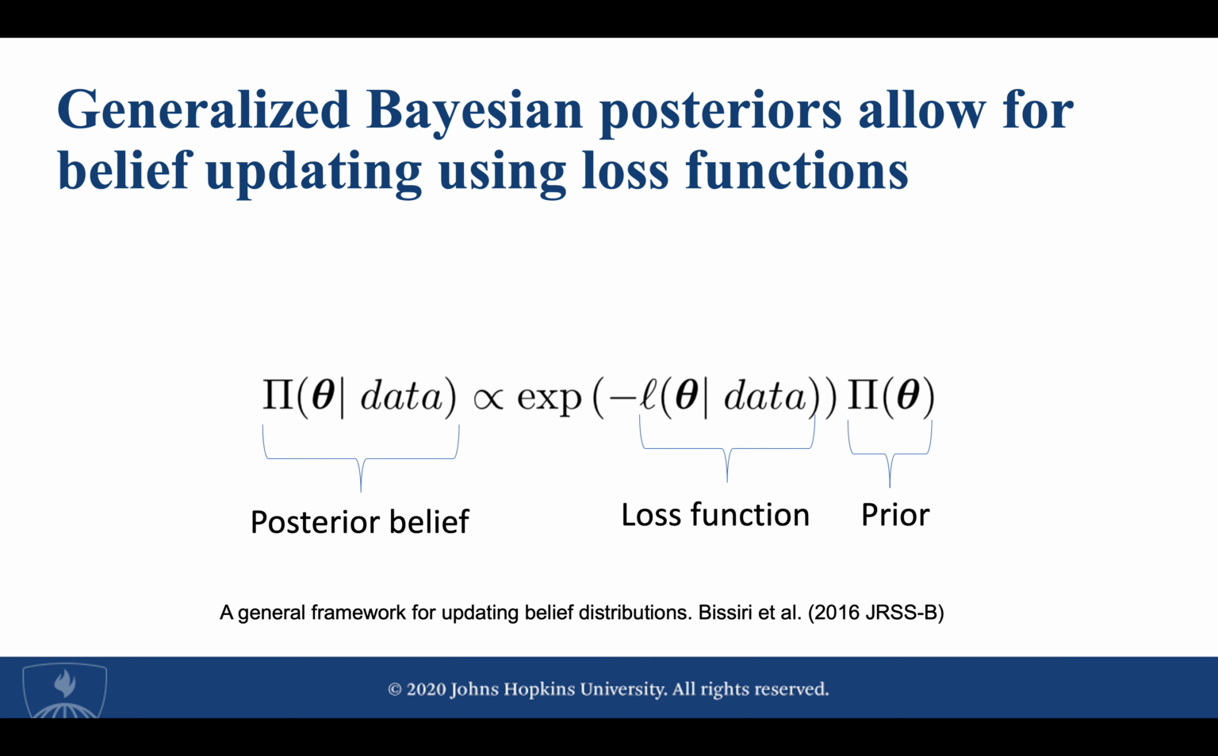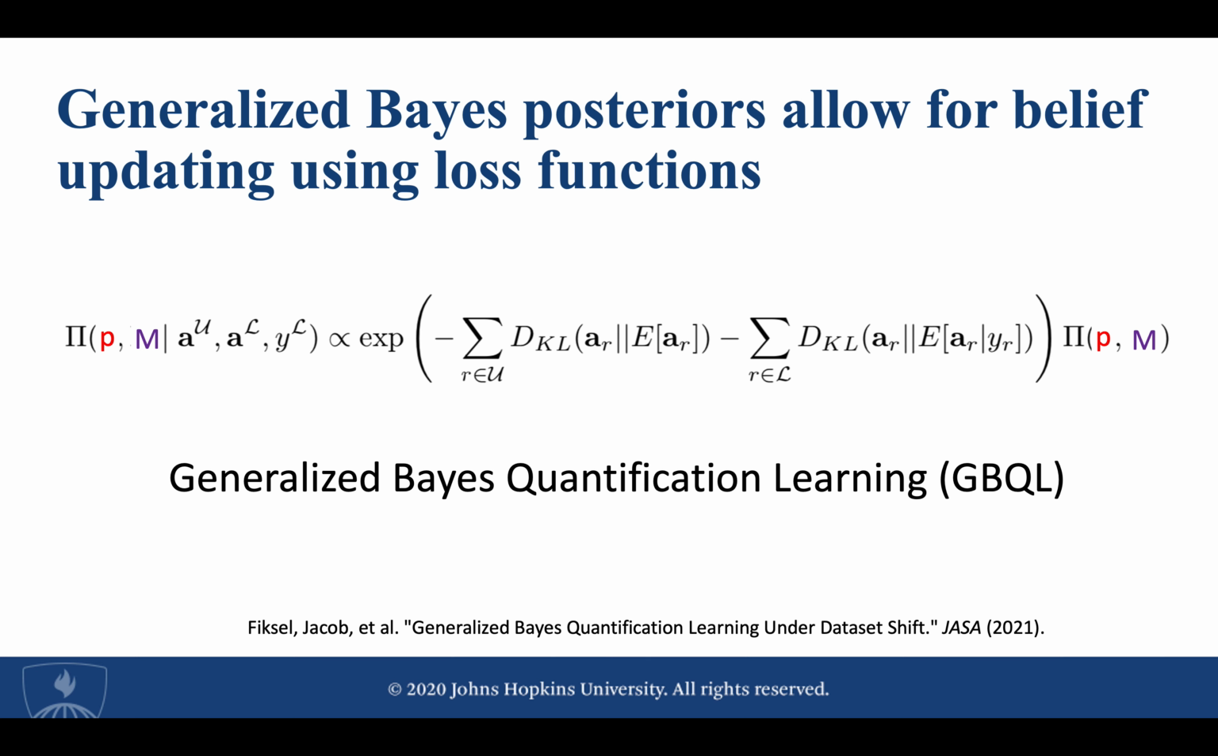To obtain the posterior distributions for M and P, we rely on the theory of generalized Bayesian posteriors developed by Bissiri, Holmes, and Walker, which shows how we can connect the data to our parameter of interest by replacing the likelihood in a traditional Bayesian posterior with an exponentiated negative loss function. By substituting our specific KLD loss function into this formulation, it allows for generalized Bayesian updating using our shrinkage prior on M. We call this method Generalized Bayes Quantification Learning, or GBQL, and our generalized posteriors can be obtained using a Gibbs sampler using the pseudo data detailed in our paper.